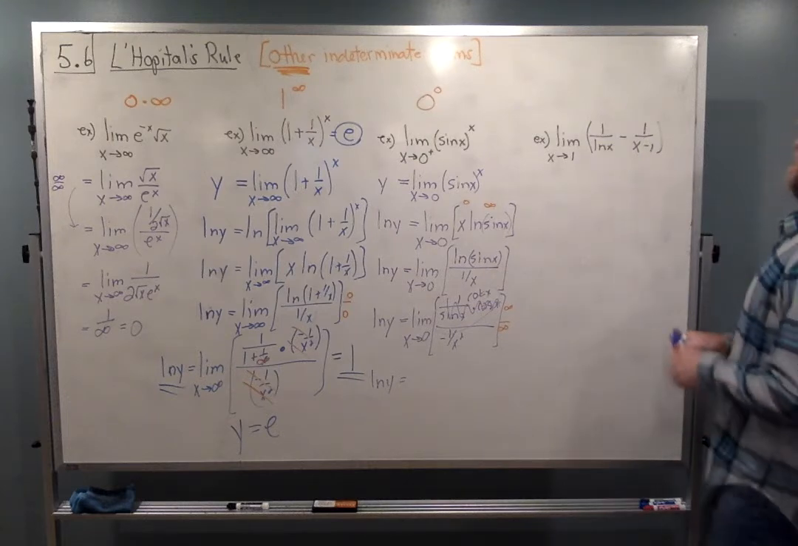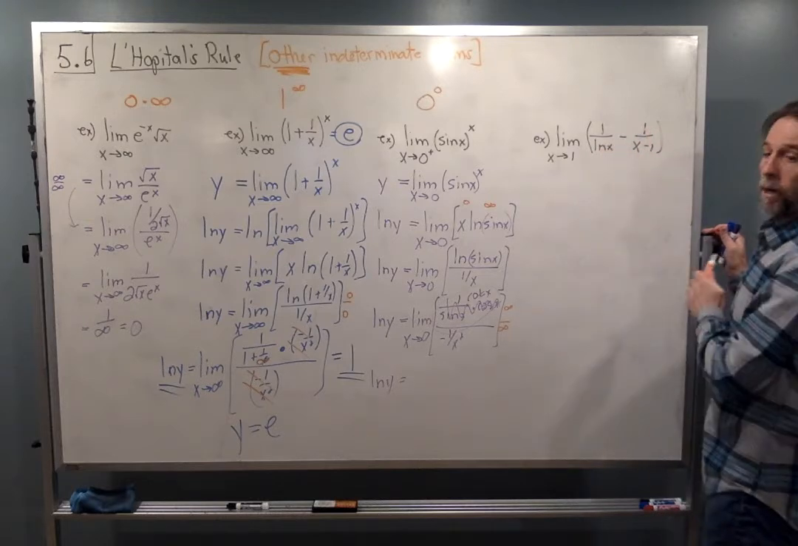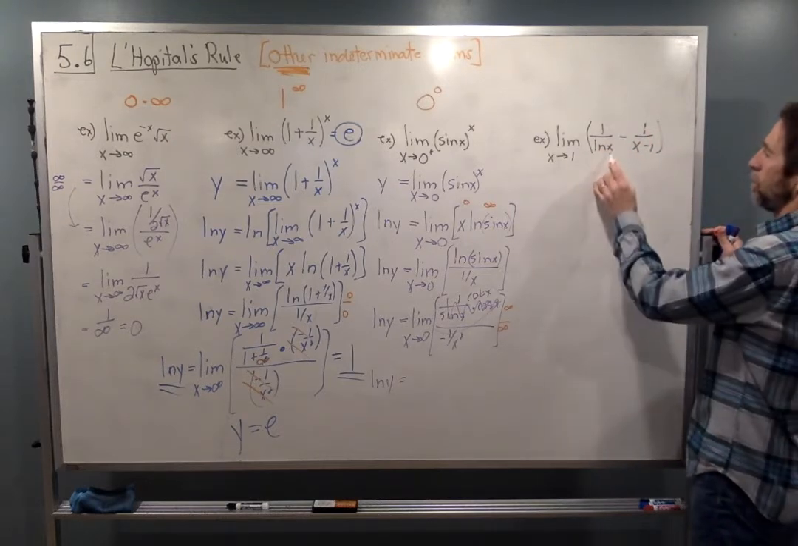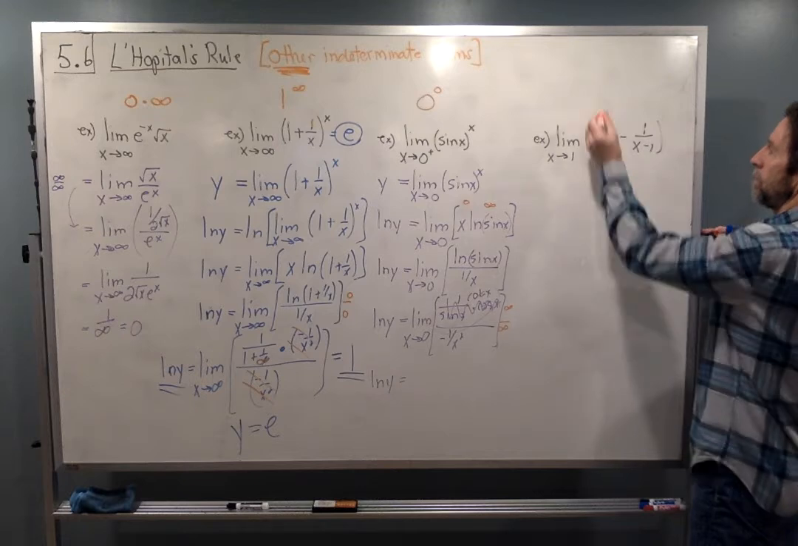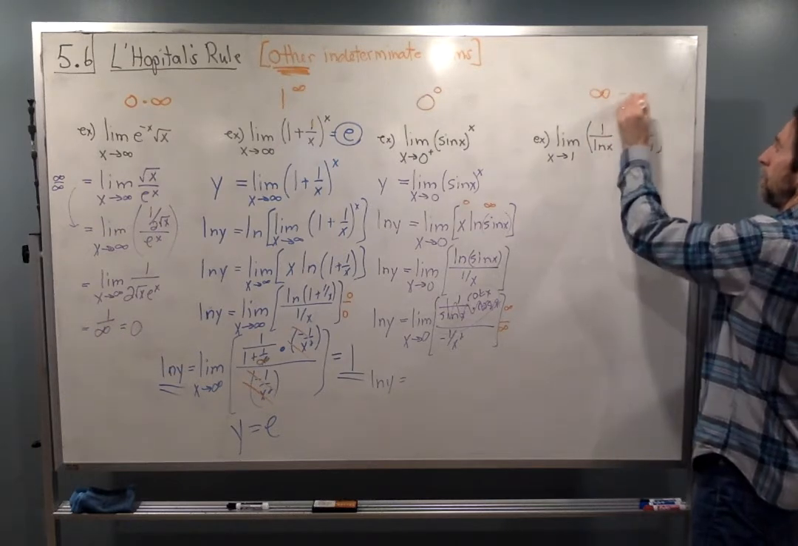Last one. Okay, the limit of 1 over log x minus 1 over x minus 1 as x goes to 1. We put a 1 in here, that's 0, so we get infinity. We put a 1 in here, that's 0, so we get infinity.